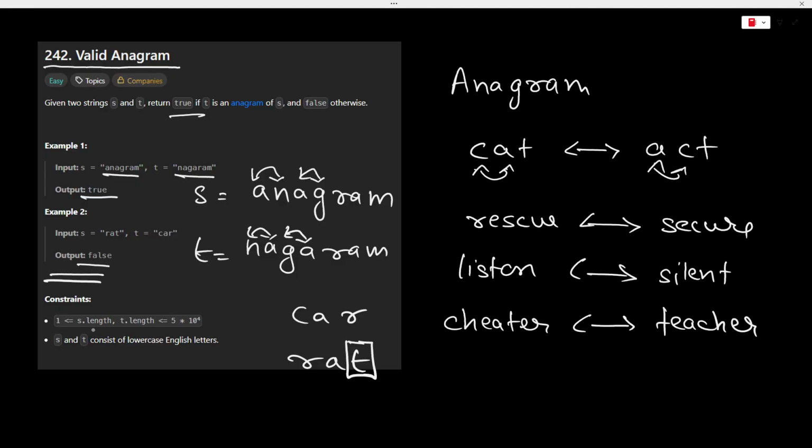Let's have a look at the constraints. The length of both of our strings will range between 1 and 5 times 10 to the power of 4. And both S and T will consist of lowercase English letters.